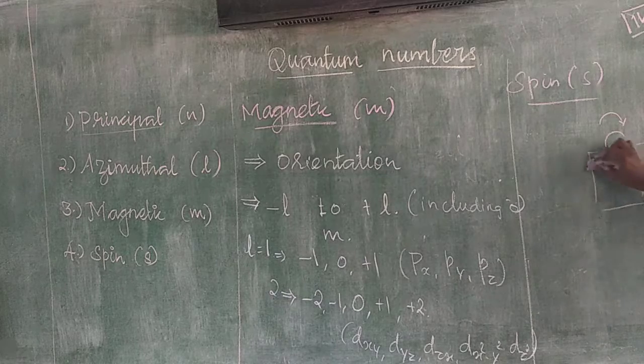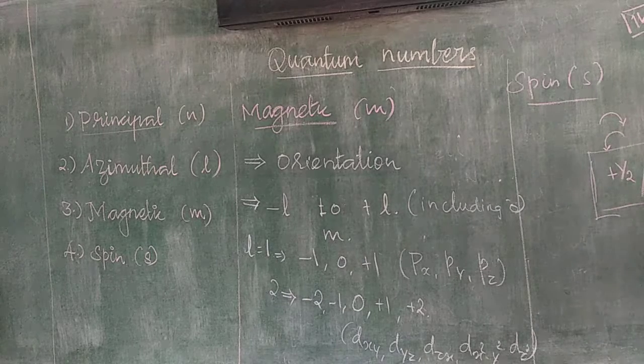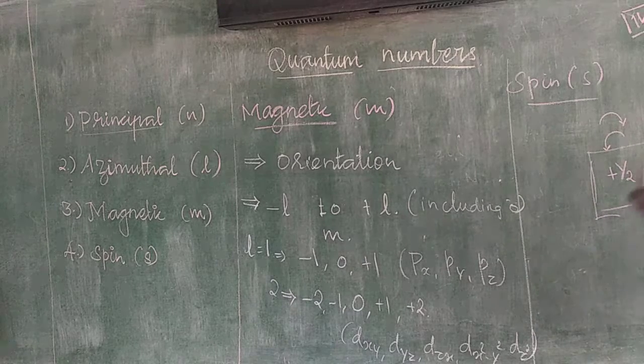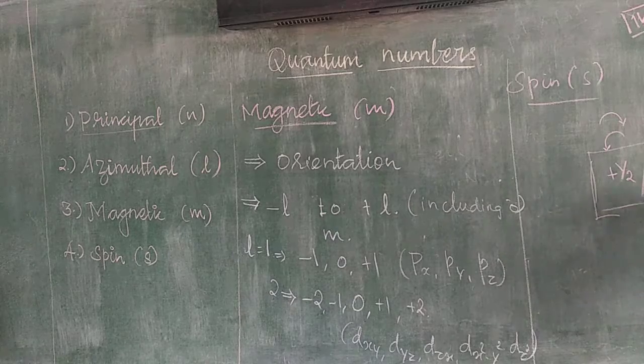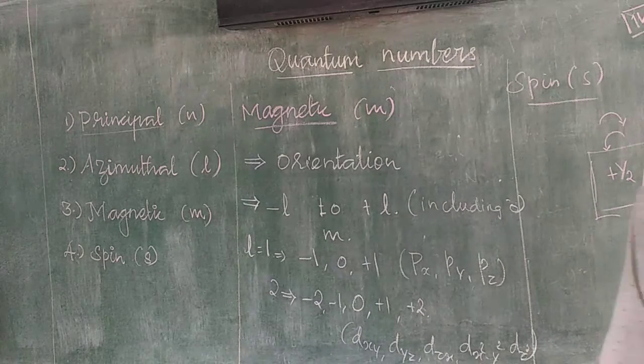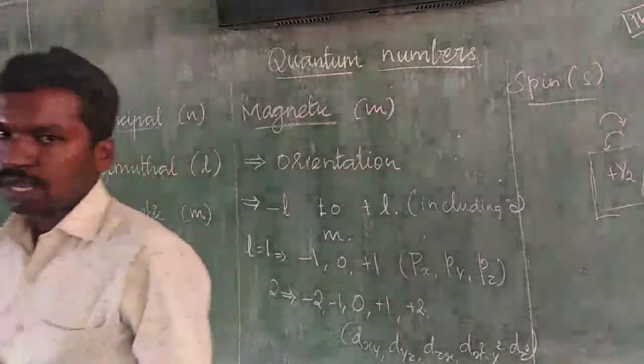So we can have the values of s as plus half and minus half. When the spin of the electron is in the clockwise direction, we use the term plus half. When the spin of the electron is in the anti-clockwise direction, we use the term minus half.